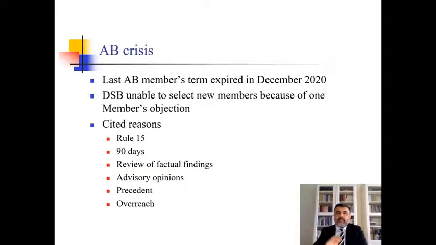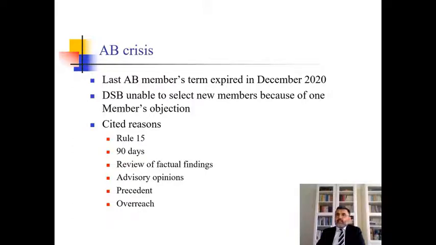Now, a couple of explanations here about the current AB crisis that we are in. As I mentioned, the WTO appellate body is supposed to have 7 members, of which 3 would form a division and would decide a particular appeal. Now, since December 2020, the appellate body is not functioning because it has no member. Right? There is currently no member of the appellate body.